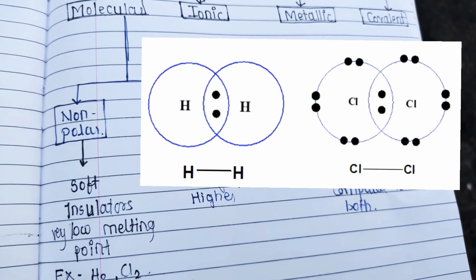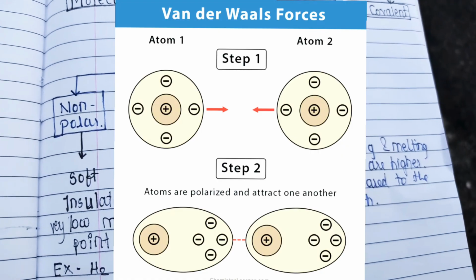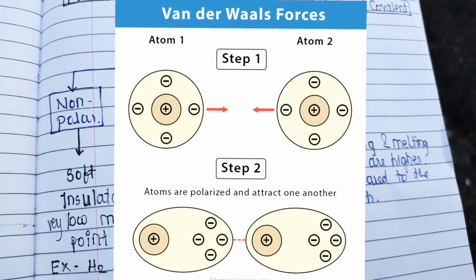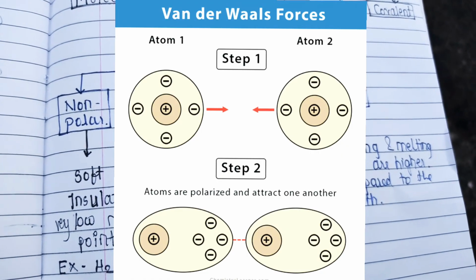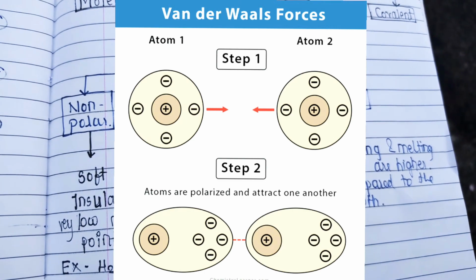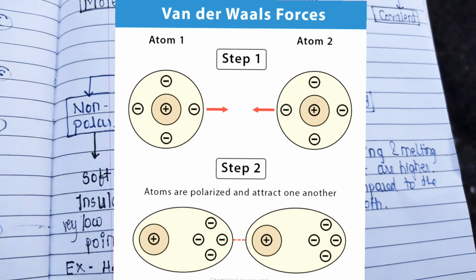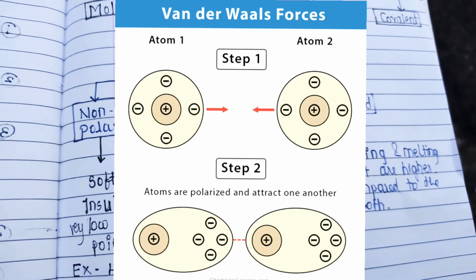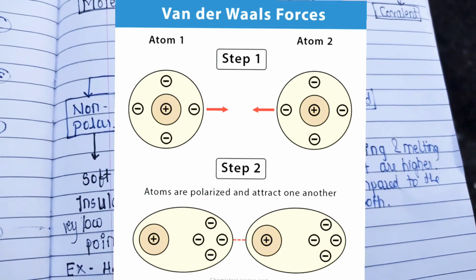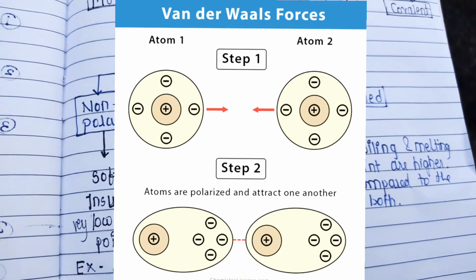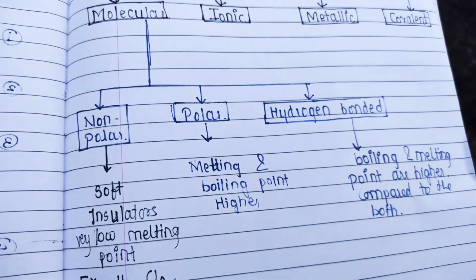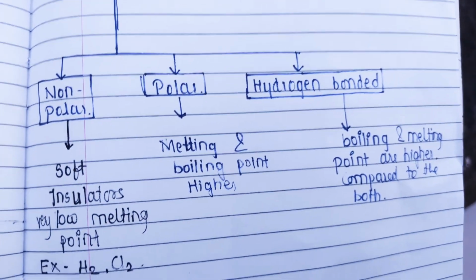The force binding the molecules together in their solids is called van der Waals forces. What is this force, van der Waals force? I am not going to explain it in detail, but you should have some basic knowledge about it. As you can see in the picture, the attraction of intermolecular forces between the molecules are the van der Waals forces.